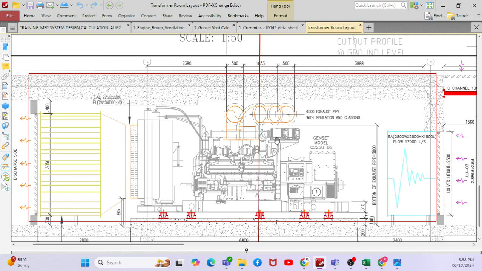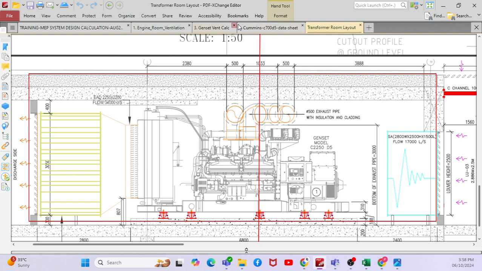Okay, so where does the oxygen come from? That oxygen should come from outside, so you have to supply the oxygen as well. Whenever you ventilate the generator room, one is for cooling the generator, and another one is for combustion purposes. So that is the way you have to calculate your generator fan capacity.